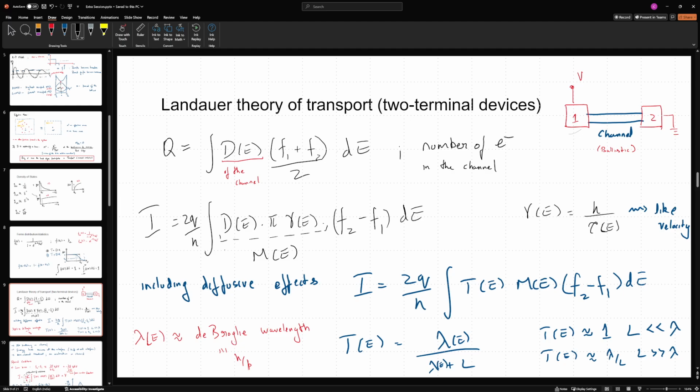So if I try to include diffusive effects, then I introduce the transmission coefficient to this, and the transmission coefficient depends on the de Broglie wavelength at a given energy. So T of E is going to be lambda of E divided by lambda of E plus L, where L is the length of the channel. So for very small lengths, where the length of the channel is significantly smaller than the de Broglie wavelength at the relevant energy levels, the transmission coefficient can be approximated to 1. Essentially, the transport is purely ballistic.